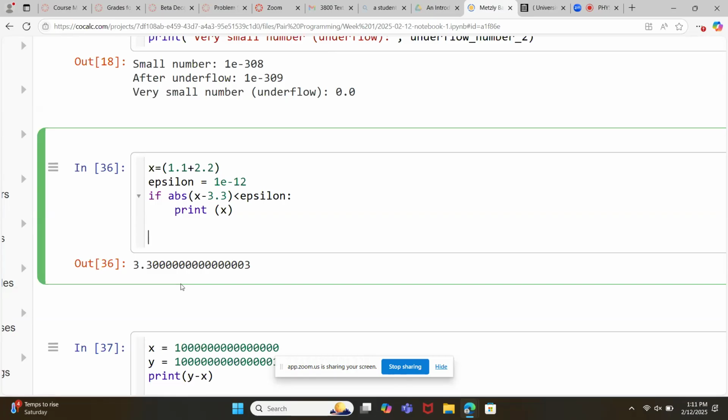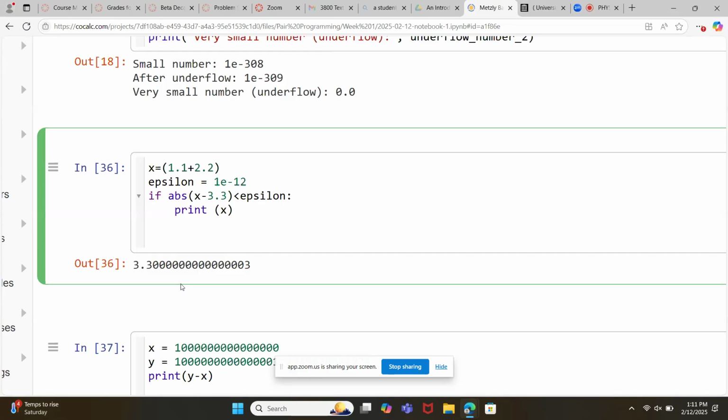So then we say, here's the accuracy that we want to set. 1e to the minus 12, right? And it says, if the absolute value of x, whatever that is, minus 3.3 is less than that amount, then you print it. And it was, so we printed it, but look at what it was. It wasn't 3.3. It was 3.3 with a bunch of zeros and then a 2 or a 3, right? This is all that you put into it. Right? Computer is just adding weird stuff.